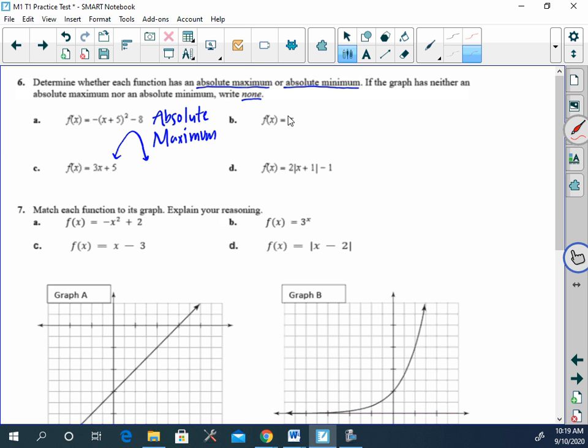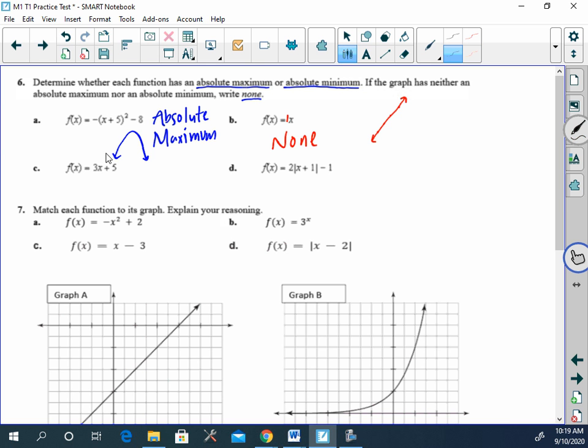There's nothing out front of the x, so it's like there's a 1 there, so that would be your slope. So that would mean you start with a point and you're going up 1 over 1, up 1 over 1 on your graph. So we have this linear function. It goes forever in both directions. So it's going to go up forever, it's going to go down forever. So there's not a maximum to this graph. There's also not a minimum to this graph. So this one is none.